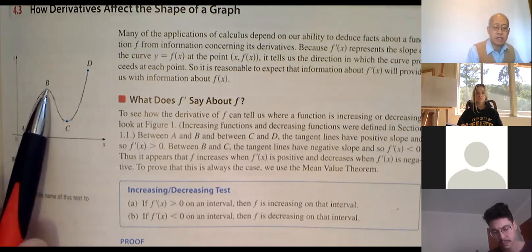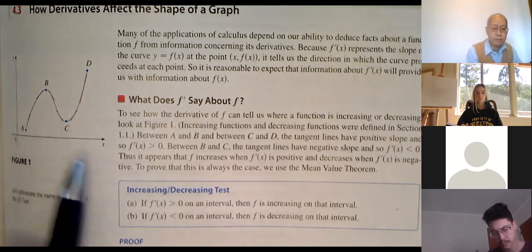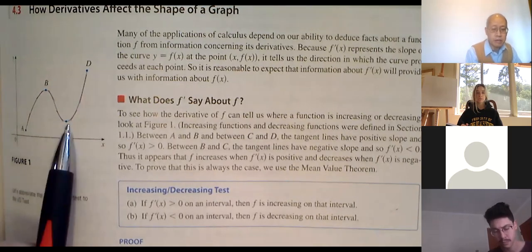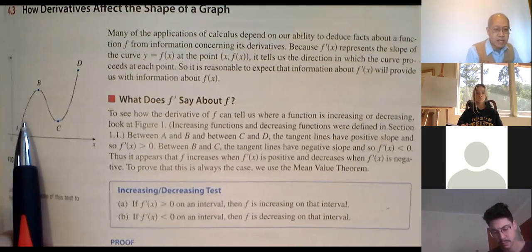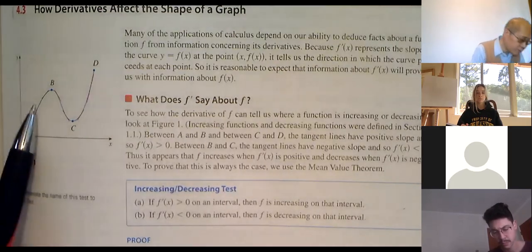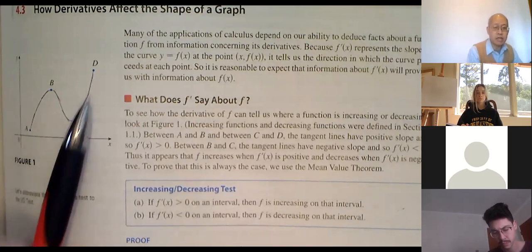Then from B to C, I would say the graph is decreasing. The roller coaster is going down, definitely. Slope of 0 at the minimum, and then increasing. I don't know if you can see it, they've got these red tangent lines, right? Slope of the tangent line. So increasing, decreasing, increasing, and so on.